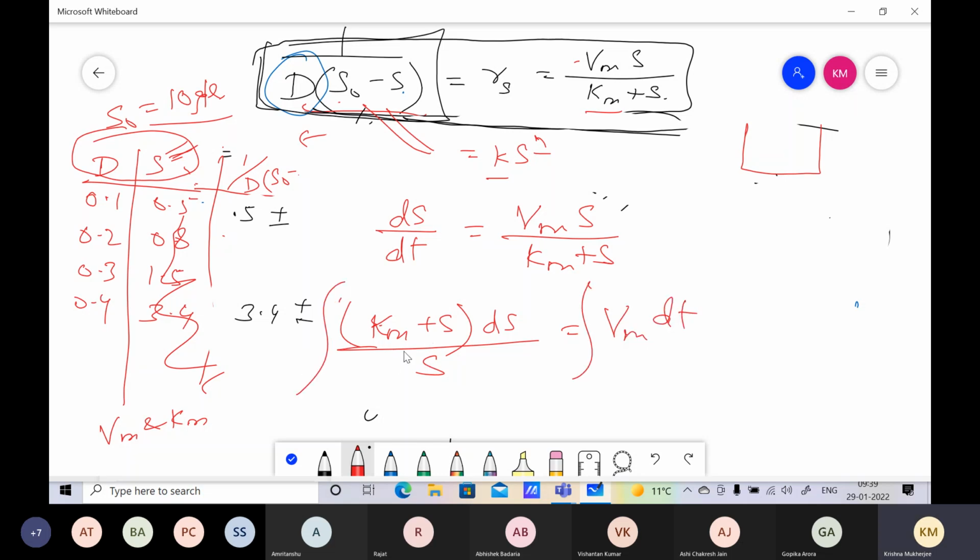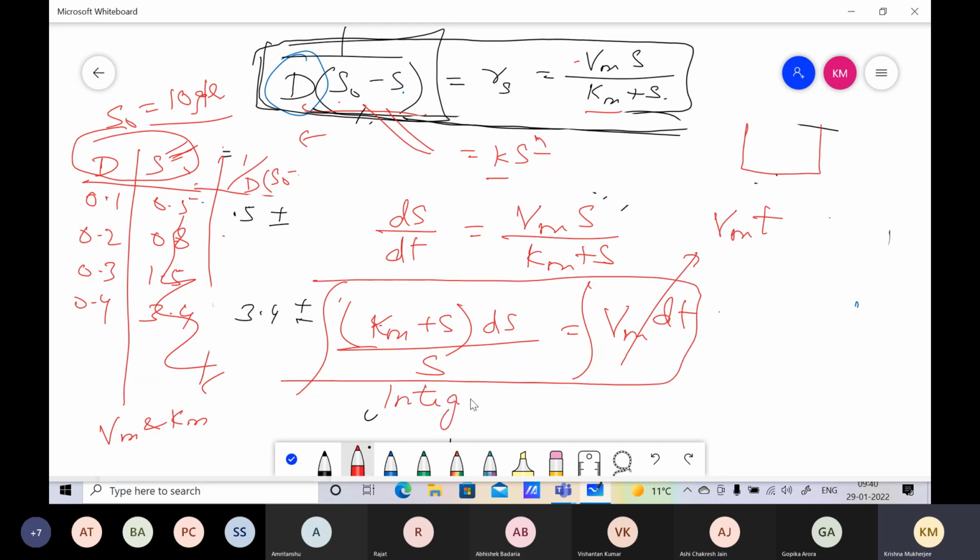So here it is very simple. This is Km upon S, so you have an ln, and this is S. I will solve the right hand side, you solve the left hand side. I always say that this is Vmax t. The solution of this equation is often called the integral form of the Michaelis-Menten equation. This is simply ln of Km by S plus 1, and K is just a constant equal to Vmax t.